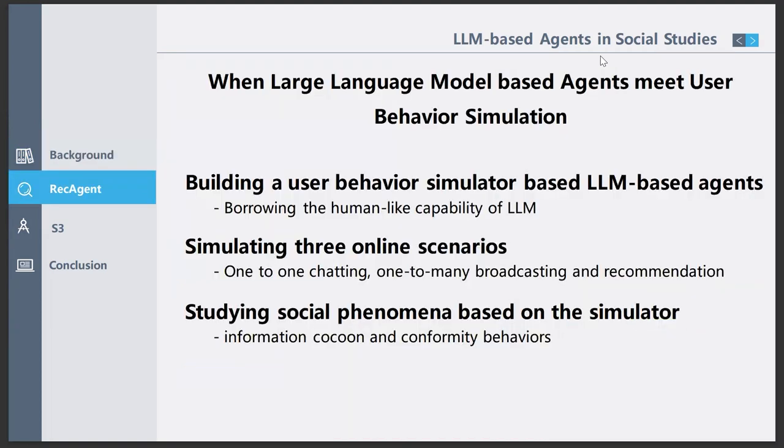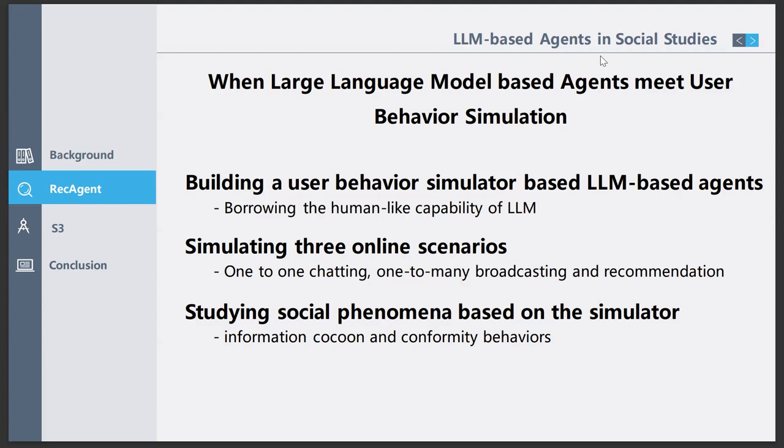The first work is "When Large Language Model-based Agent Meets User Behavior Simulation". In this paper, the authors try to build a user behavior simulator based on LLM-based agents. The insight behind this paper is that the authors want to borrow the human-like capability of LLM to simulate real humans and study the behavior patterns of the agents on the social network.